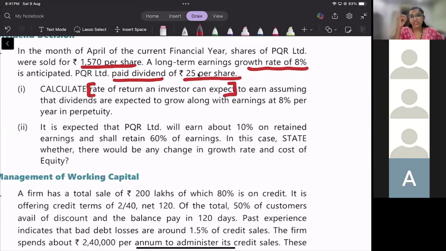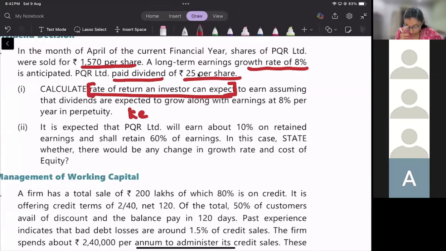See, the expectation of investors is the cost to the company. When we are learning cost of capital, it is cost to the company and it is the return to investors. So K is actually the expectation of investors. So we have to find out KE in this part.